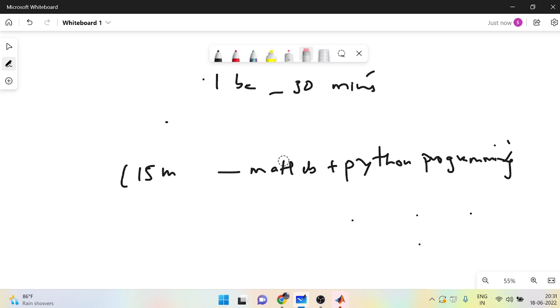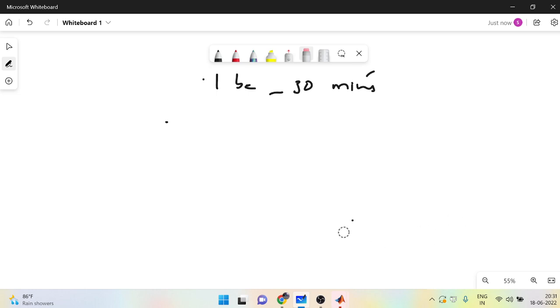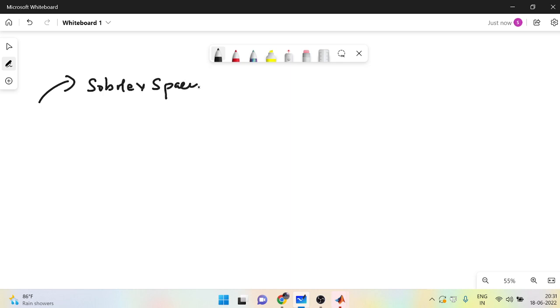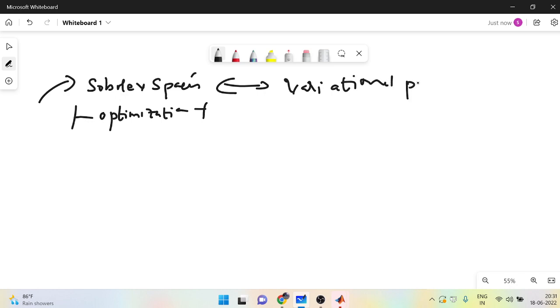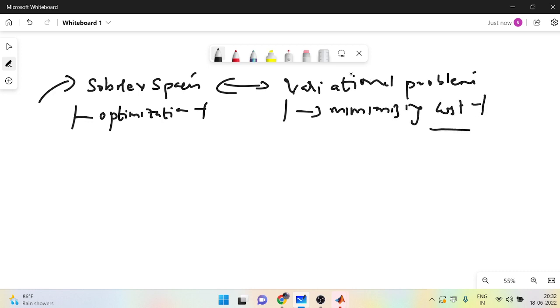So I'll just recap Sobolev spaces for 15 minutes and slowly we'll go to the optimization theme. Right now I'll just speak about Sobolev spaces, which is basically the optimization space, and then how to solve variational problems. This is basically minimizing the cost function.